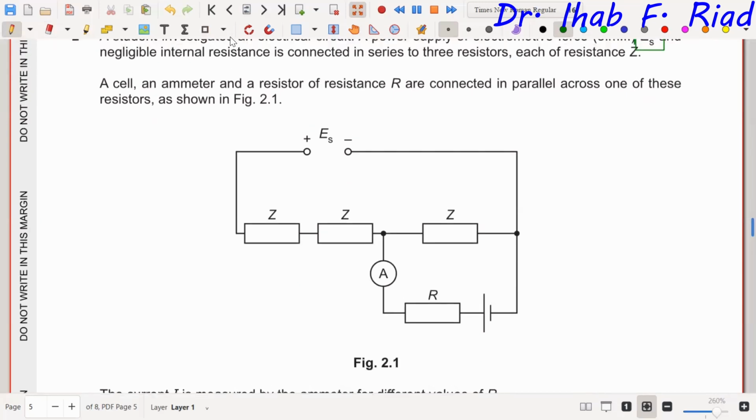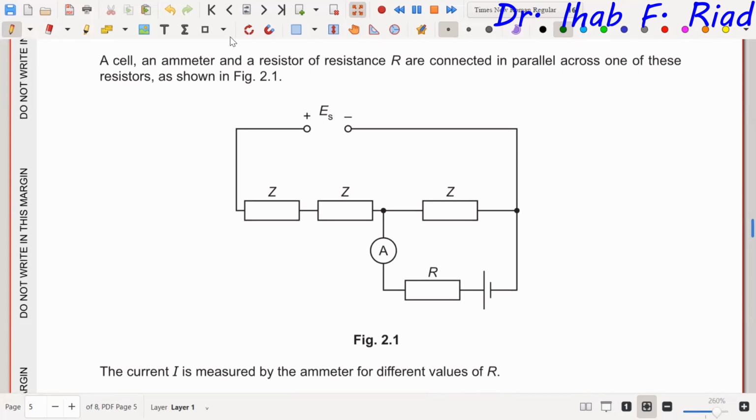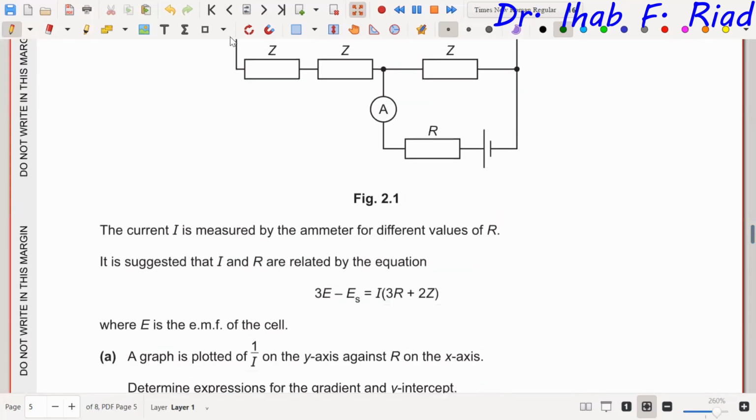A cell, an ammeter, and a resistor of resistance R are connected in parallel across one of these resistors. So we have this setup. We have a battery, resistance, and ammeter. The current I is measured by the ammeter for different values of R. So he is varying what?